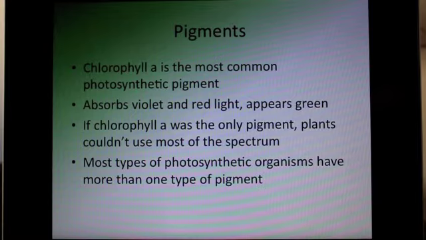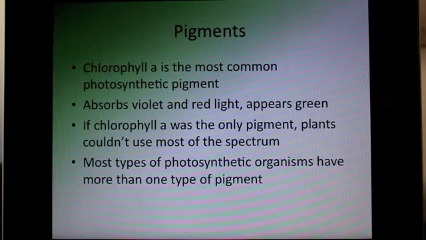The most common photosynthetic pigment is chlorophyll A. Chlorophyll A absorbs violet and red light and it appears green. This is why most trees and grasses and other plants are green, because it has chlorophyll A for its pigment. Now, if chlorophyll A was the only pigment, plants couldn't use most of the visible light spectrum. They could only use the violet and red light, and all the other colors of light would be wasted. Therefore, most, but not all, types of photosynthetic organisms have more than one type of pigment.